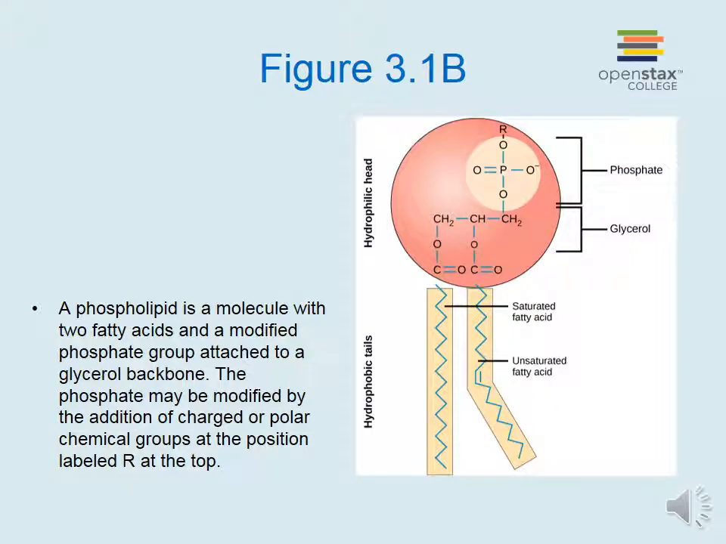A phospholipid is a molecule with two fatty acids and a modified phosphate group attached to a glycerol backbone. The phosphate may be modified by the addition of charged or polar chemical groups at the position labeled R at the top.